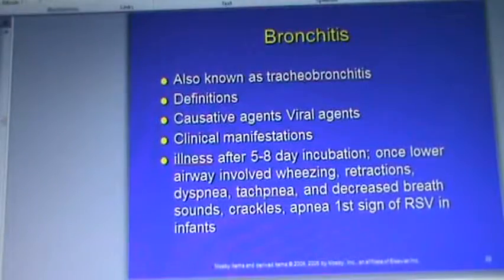Bronchitis, also known as tracheobronchitis. Causative agents are viral agents. Clinical manifestations: the illness has a 5 to 8 day incubation. Once the lower airway is involved: wheezing, retractions, dyspnea. What's dyspnea? Tachypnea. What's tachypnea? And decreased breath sounds. Crackles. Apnea is the first sign of RSV in infants.